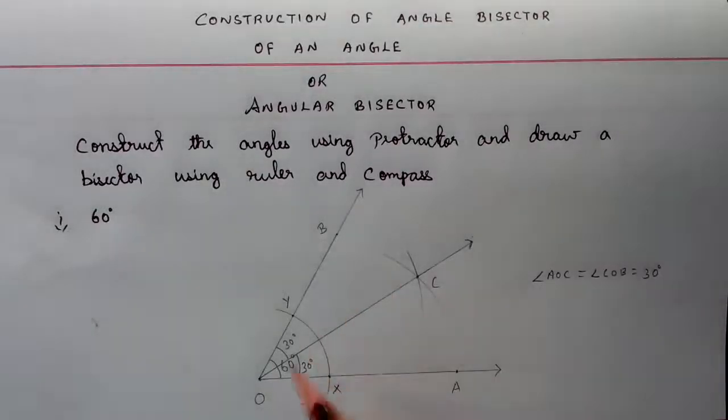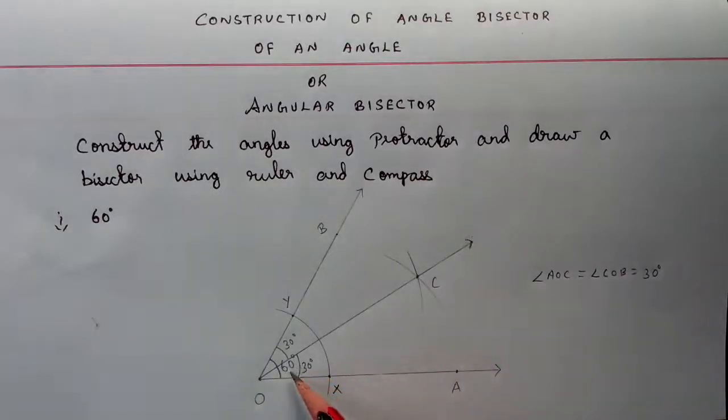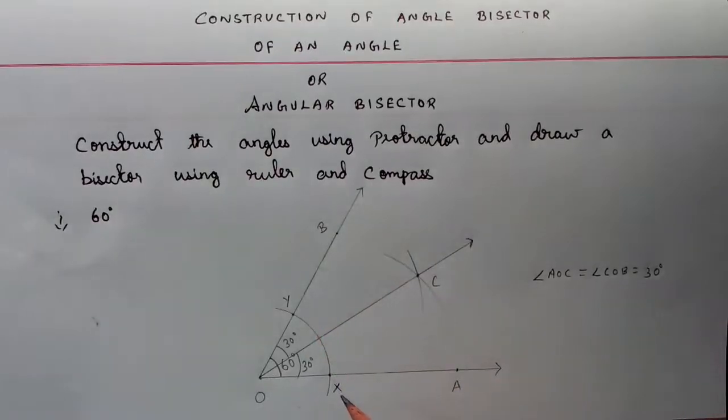AOB என்ற ஒரு angle வந்து 60 degree நான் வரைஞ்சிருக்கேன். First 60 degree வரைஞ்சிட்டு then I have bisected it. So 60 degree பாதி பார்த்தீங்கன்னா 30. 60 degree half is 30. So 30. This line ray is dividing this angle. So this is called as angle bisector of an angle or angular bisector.